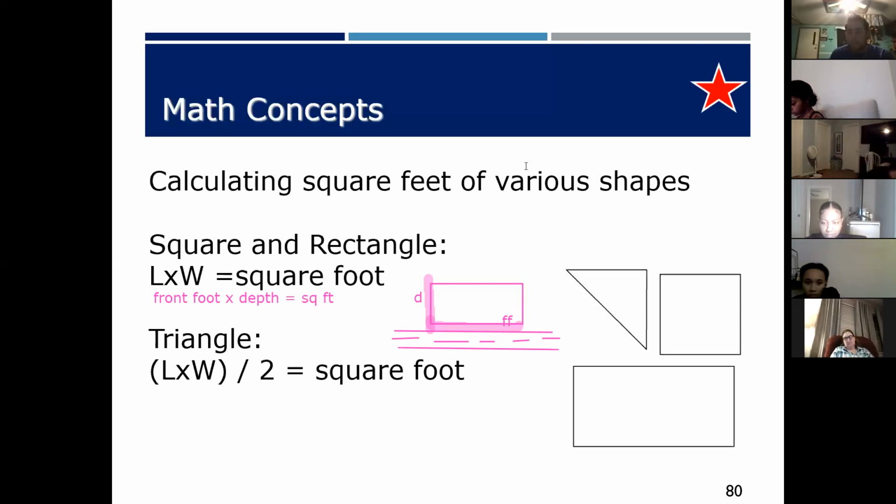We may have situations to measure a triangle. We'll talk about that in just a second. Again, for simplicity, let's all agree. I'm going to draw another picture. Can we all agree that a triangle is half of a square? So how do you solve for a triangle? You take length times width and divide it by 2. We're not getting into obtuse triangles or anything crazy like that. A triangle for our purposes is half of a square. So length times width and divide it by 2. That gives you the square foot of that triangle.